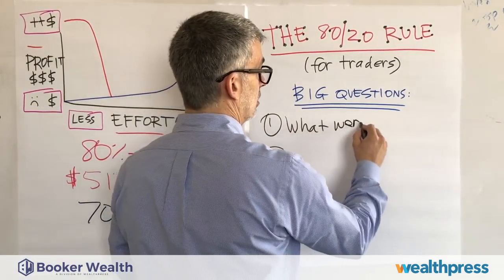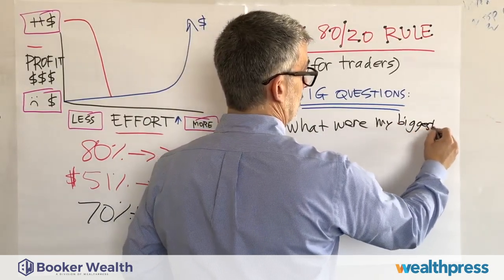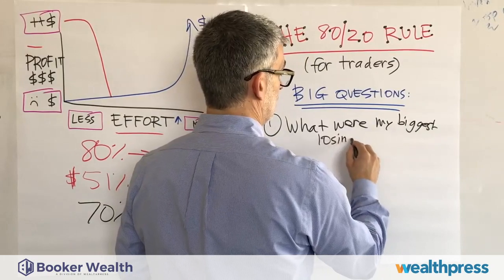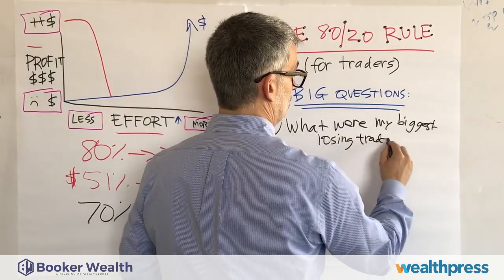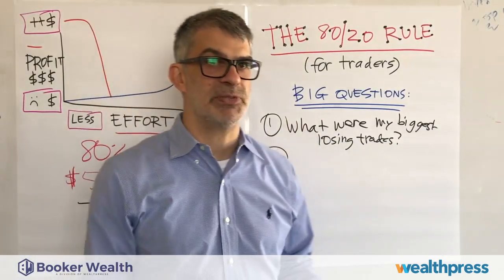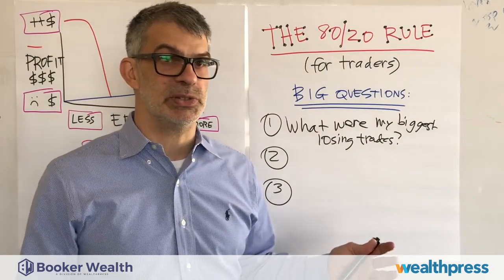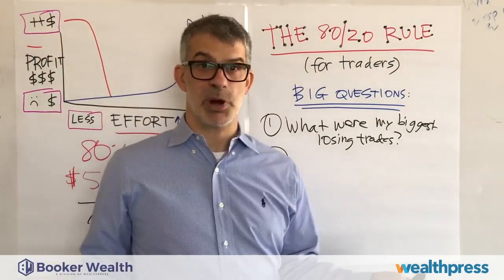So the first big question is, what were my biggest losing trades? What were my biggest losing trades? And Warren Buffett says that a lot of success is about not making stupid decisions and is less about making a lot of smart decisions.